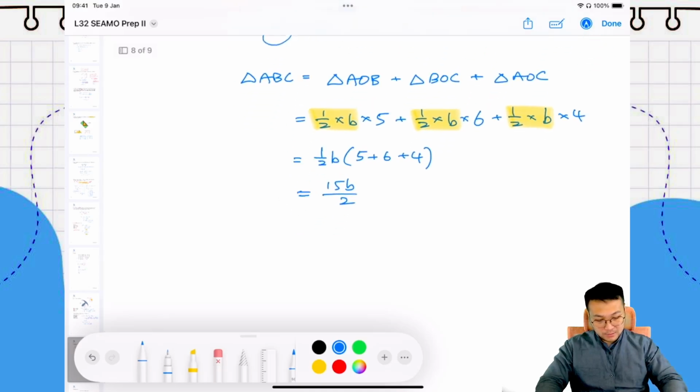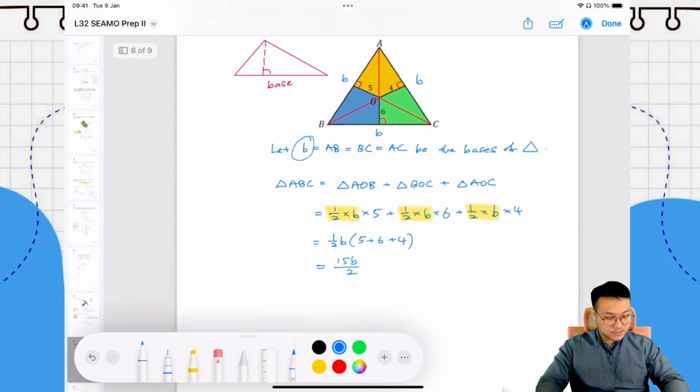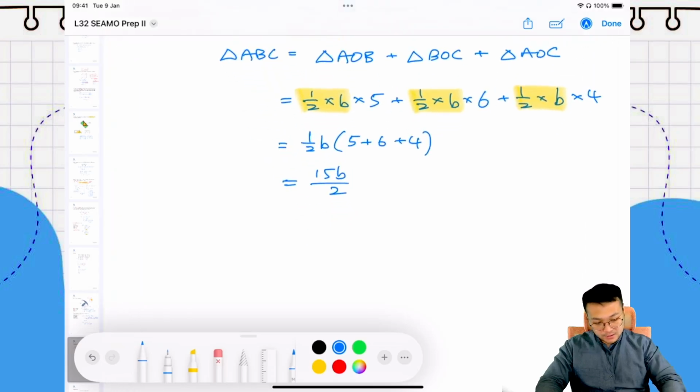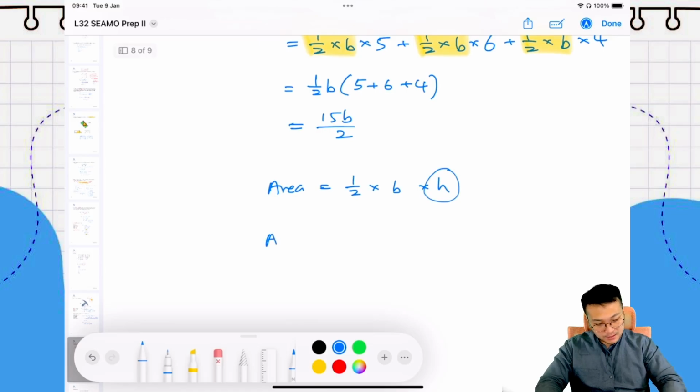Okay, great. Now, this is the area of triangle ABC. I want to find the height. How do you find the height of a triangle? Because we know that area equals half times base times height. So if I want to find the height, what must I do? I must take the area divided by what?